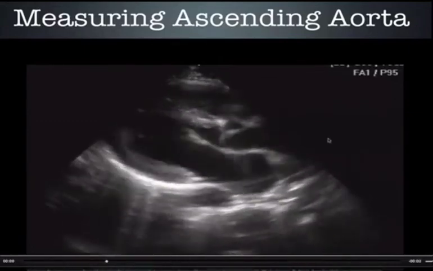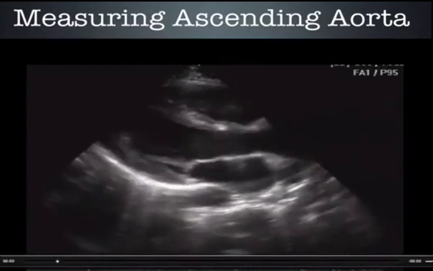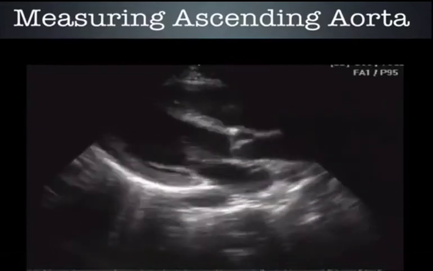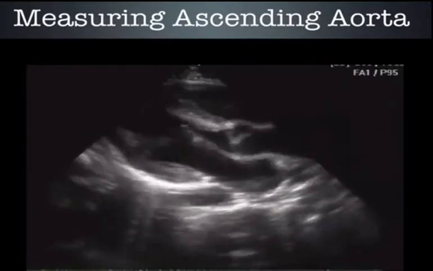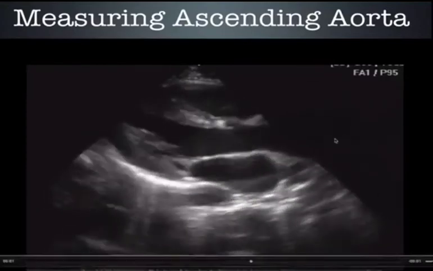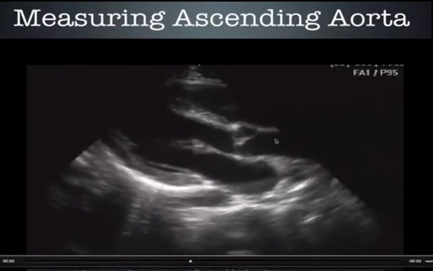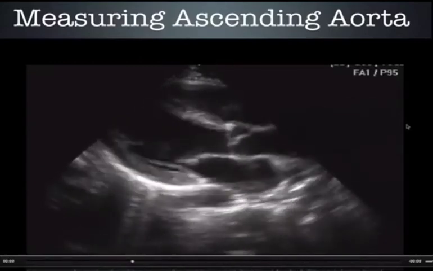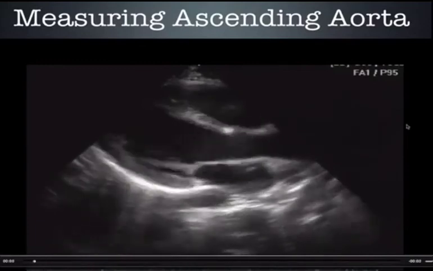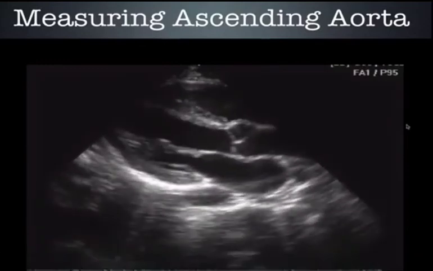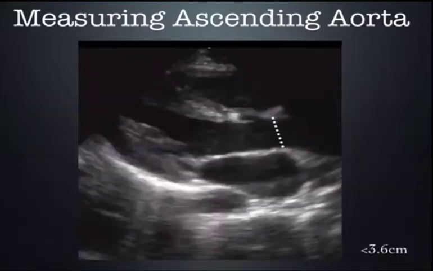So if you have a patient who has an aortic dissection, you could start off with a parasternal long axis view of the heart and look to see if you can see any clear intimal flaps. If you see an intimal flap here, then you know that this is a type A aortic dissection, an aortic dissection that is going to require surgical management. Another way that you can evaluate for ascending aorta involvement of aortic dissection is to actually measure the ascending aorta.